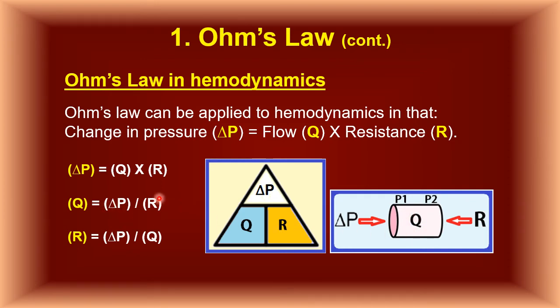If you come here, this is the middle equation. Q, which is this one here, equals delta P over R. But if you want to apply this to the rest of the Ohm's triangle, delta P here equals what? These two multiplied by each other, so Q multiplied by R will give me delta P. Also, as mentioned before, Q equals delta P over R. And R, the resistance, equals delta P over Q. So as we see here, these are the three factors that contribute together to form the Ohm's triangle in hemodynamics.